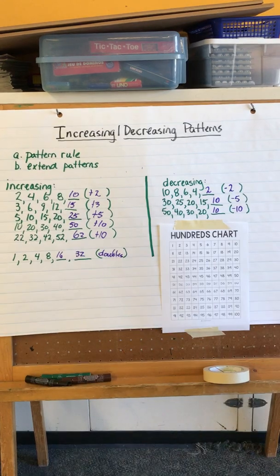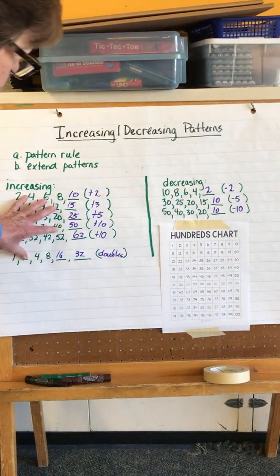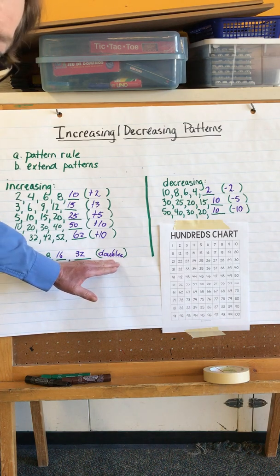There's your increasing and decreasing patterns, friends. Decreasing patterns is a little bit new, so be careful with that. Increasing patterns should be reviewed, except for the doubly. Be careful with that one.